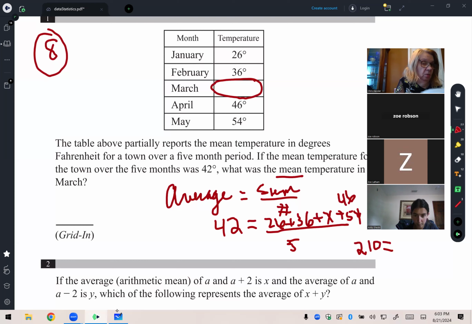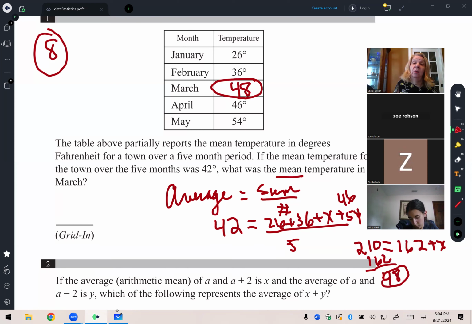And I know what these add up to. I just want you to be, this is your fingerprints, mental fingertips. Those add to 162, plus X, right? Yeah. My 6 was messy. So we just subtract 162. And it was 48 degrees in March.